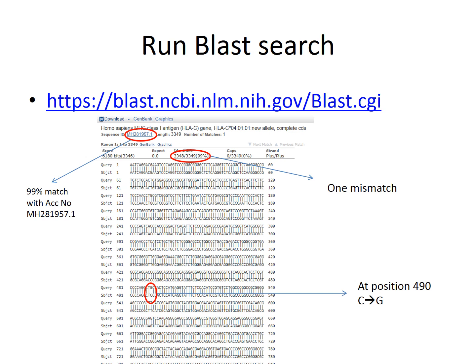The result of the BLAST search is like this. You will see an accession number for a named gene, in this case HLA-C*04:01, which is the closest match of our run sequence. This is the accession number showing 99% match, and it is showing that we have a one nucleotide mismatch which occurs at position 490, where a C is replaced by a G.